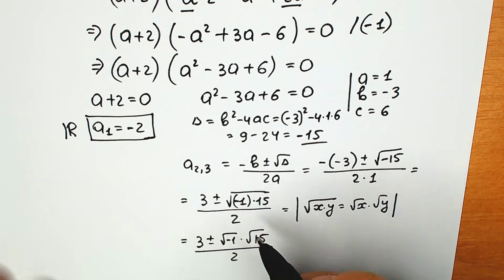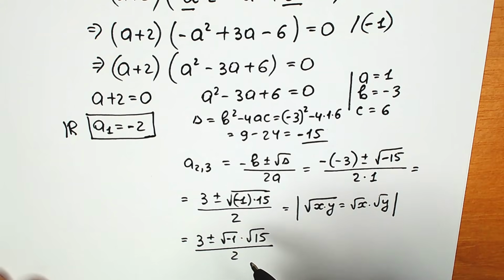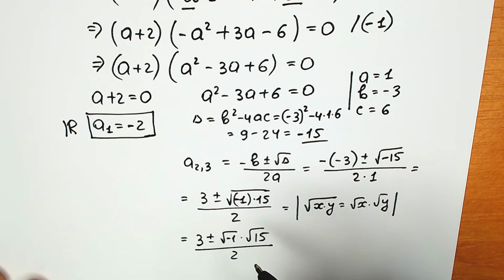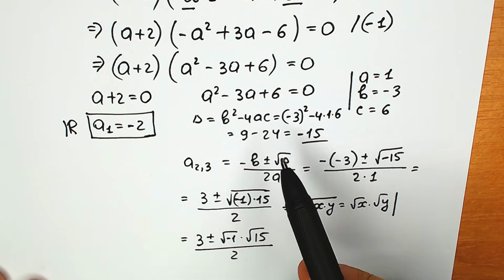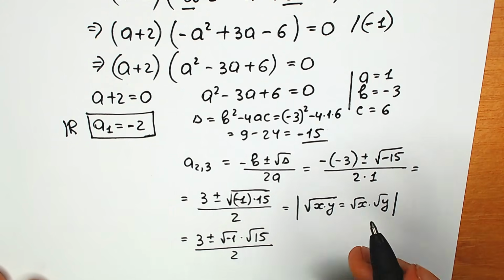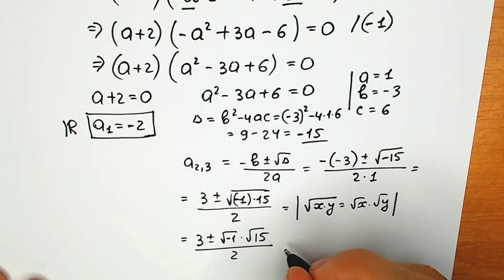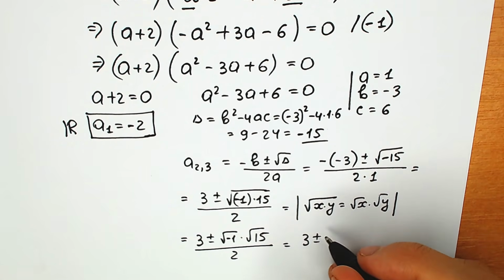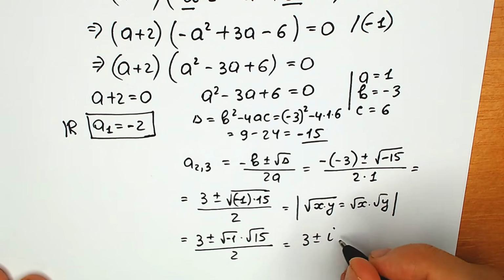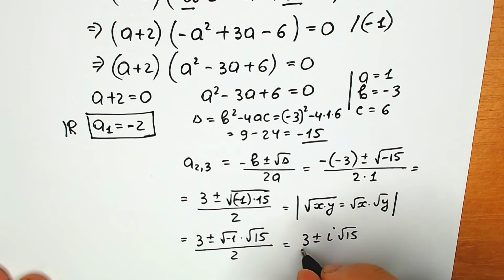But why do we split it? Because square root of minus 1 equals i, and we really need this imaginary unit. Basically the discriminant is negative, so it means that we have the imaginary unit, we have our complex root, yeah? So square root of minus 1 equals i, and as a result we have 3 plus minus i square root of 15, all over 2. I really hope you understand.